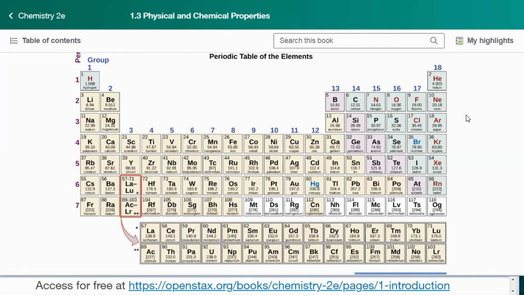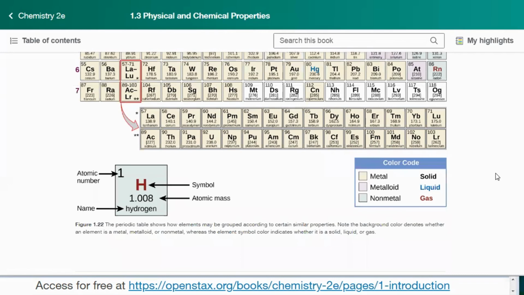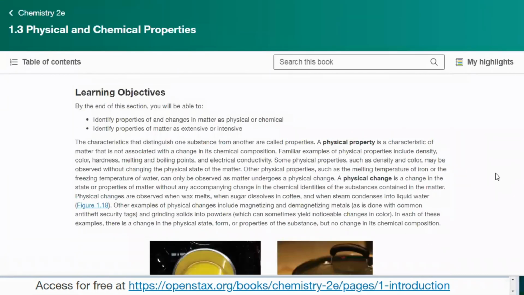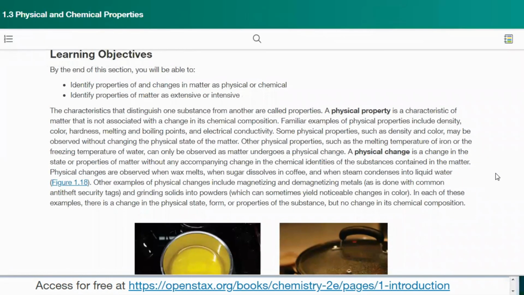And let's look at standard temperatures and pressures. Bromine and mercury are liquid. And a lot of the other elements are solid. And that's it for lecture 1.3. So again, just to recap, this section should help you identify properties of and changes in matter as physical or chemical, and identify properties of matter as extensive or intensive.